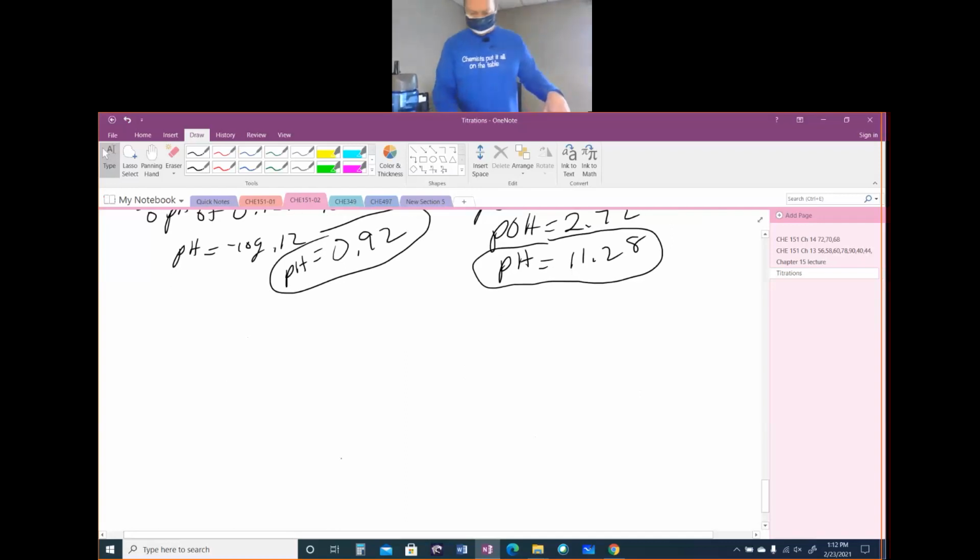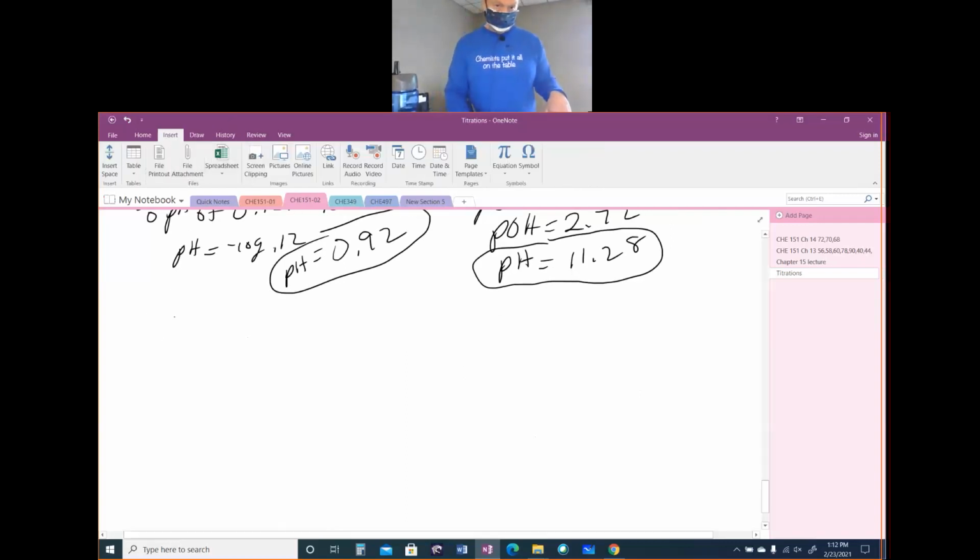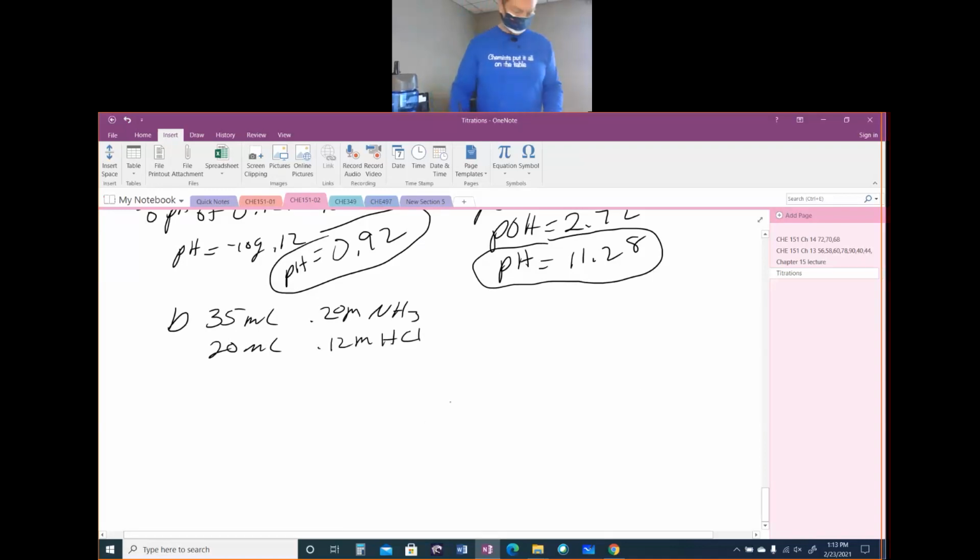So part B, we're adding, so we still have our 35 mils of the 0.2 molar NH3. And to that, we're going to add 20 mils of our 0.12 molar HCl. And we want to know what the pH is.